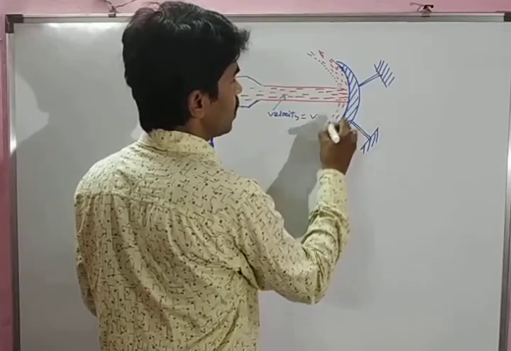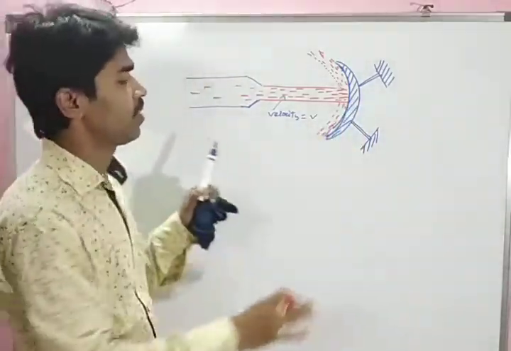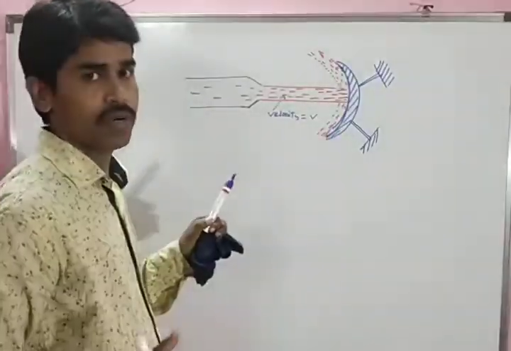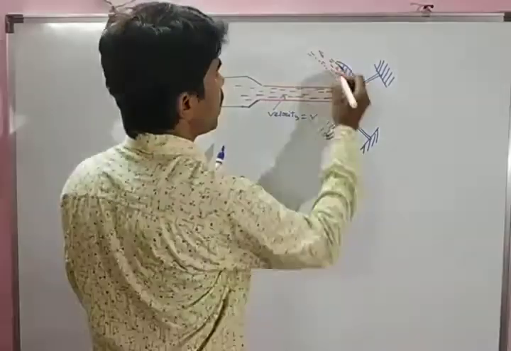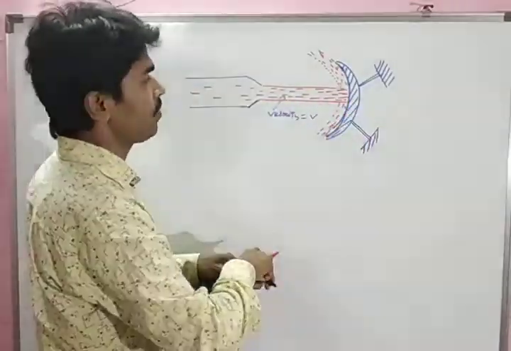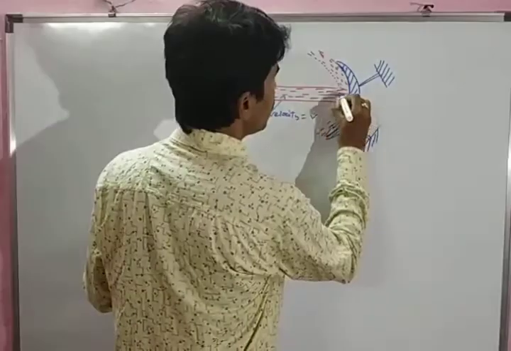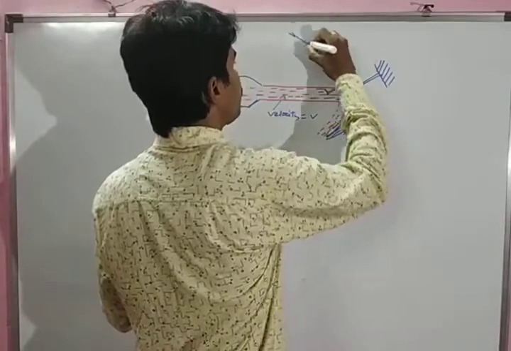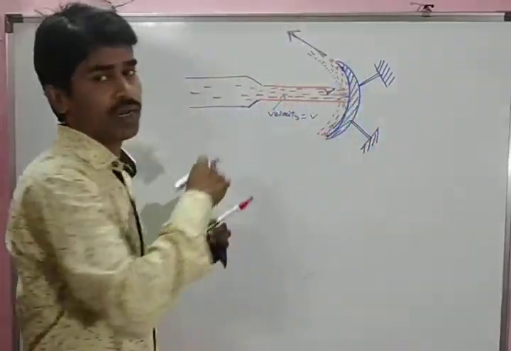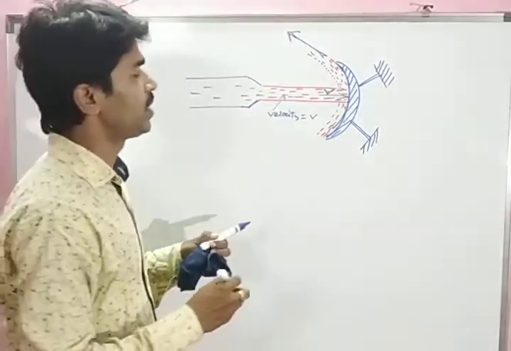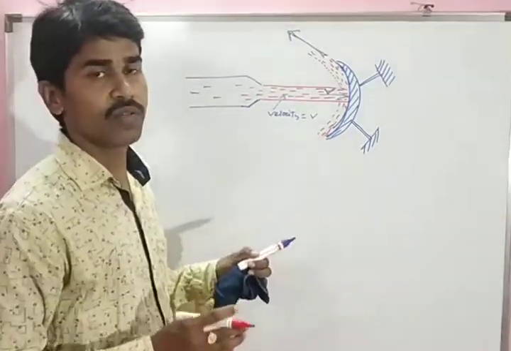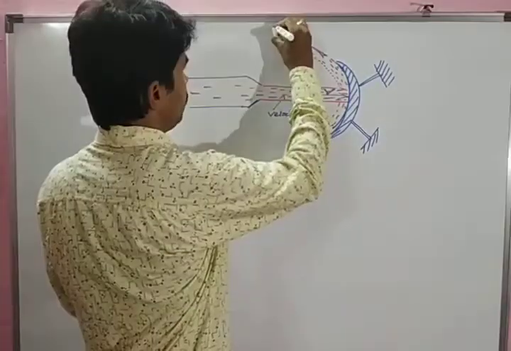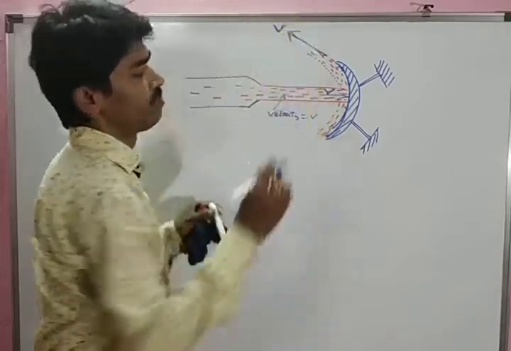So the jet slides over the curved plate surface and leaves it. The velocity with which it strikes is v, and the velocity with which it leaves is exactly v. So here the initial velocity can be counted as v. Now the final velocity, the final velocity is also v.